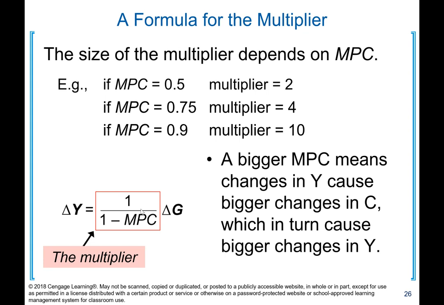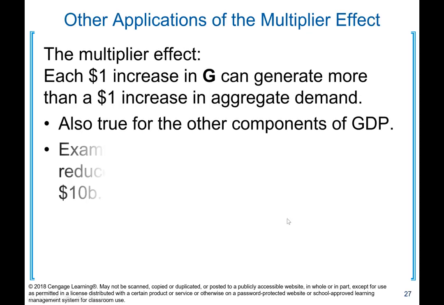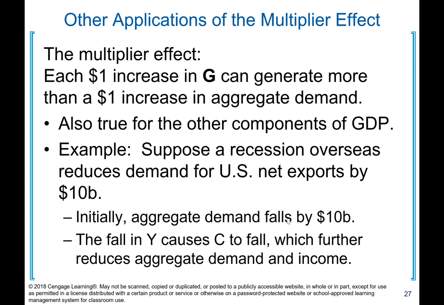A bigger MPC means changes in Y cause bigger changes in consumption, which in turn cause bigger changes in output. MPC varies directly with the multiplier. Other applications of the multiplier effect.